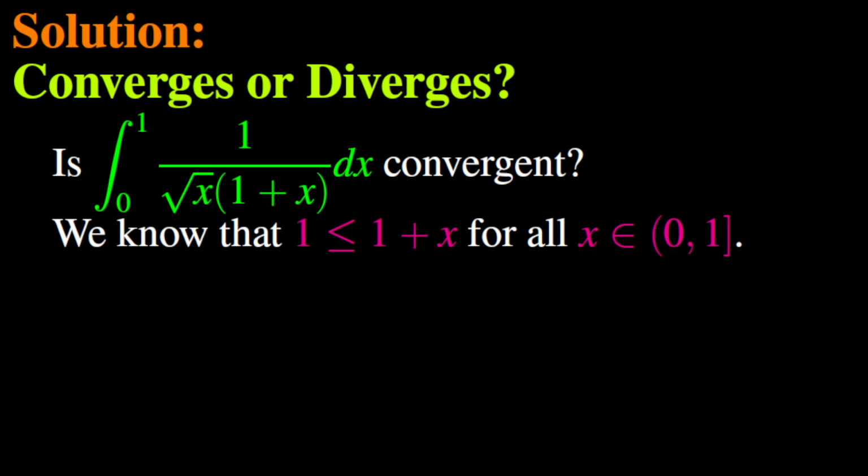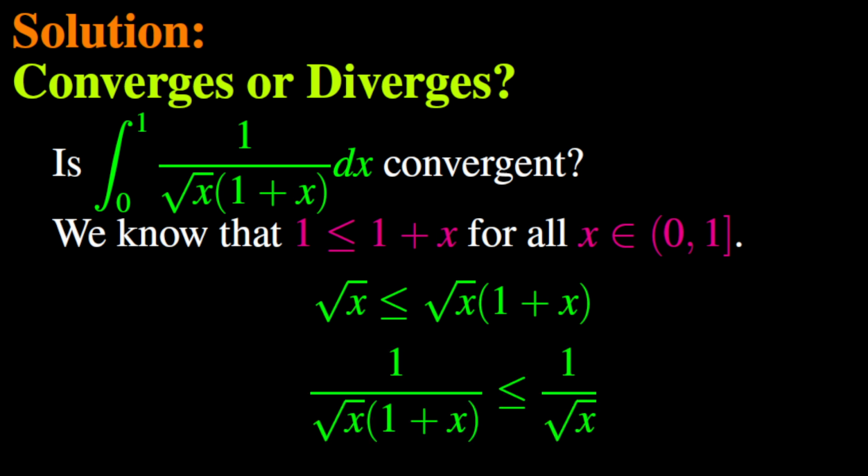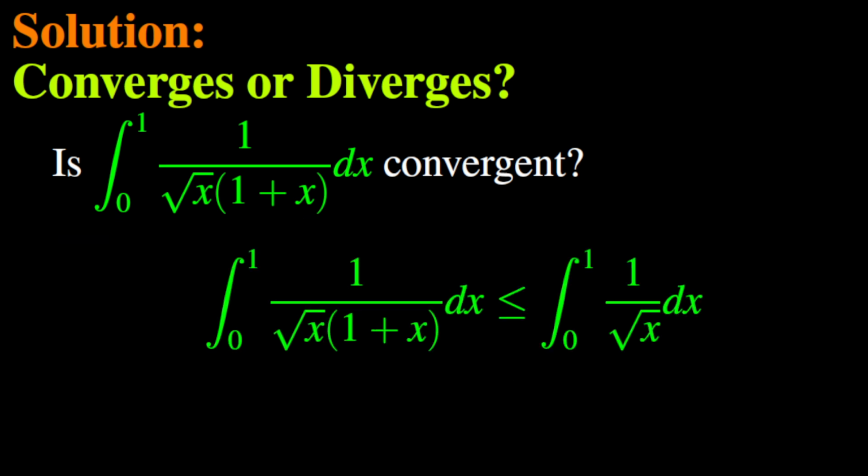It is obvious that 1 is less than 1 plus x, for all x in the interval from 0 to 1. So, if we multiply both sides of the previous inequality by the square root of x, the inequality will be preserved, and we will have the new inequality, square root of x less than square root of x times the quantity 1 plus x. Therefore, 1 over the square root of x times 1 plus x, is less than 1 over the square root of x. So, the integral from 0 to 1 of 1 over the square root of x times 1 plus x dx is less than the integral from 0 to 1 of 1 over the square root of x dx.